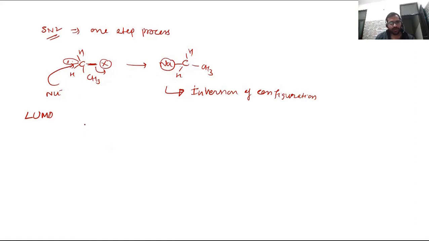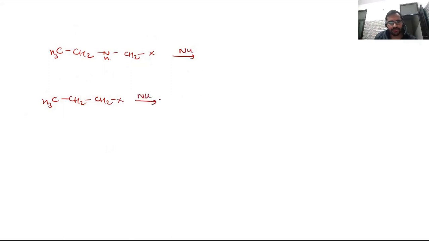So there are some more important factors that affect the SN1 and SN2 mechanisms. Let's see some examples in which cases SN1 and SN2 reactions happen. For example, CH3, CH2, NH, CH2 and X, where X is the leaving group. Similarly, if I have CH3, CH2, CH2X and X is the leaving group. If I add a nucleophile here, and similarly here, then which reaction will undergo via SN1 and which via the SN2 mechanism?